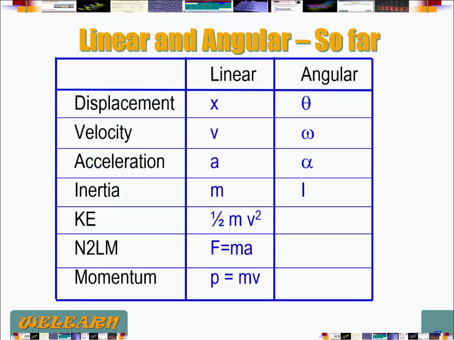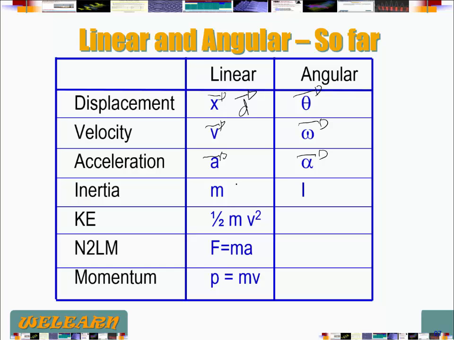Now, other things that we have learned so far: displacement, for example, we can use x for displacement or d. Remember, it's a vector. And then when we have rotation, we use theta. For velocity, we use v. It can be vx, vy, whatever. And then omega for rotational motion. I'm adding the arrows here because they are vectors. And for acceleration, it's a or alpha.